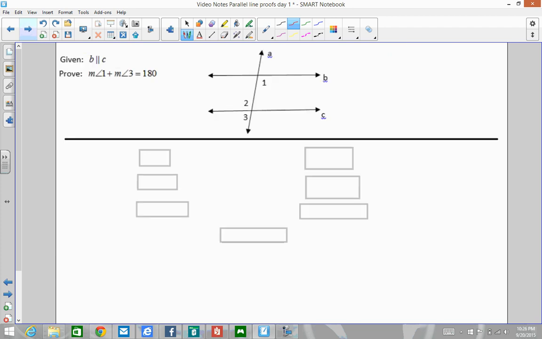All right, and this is, I think, our last proof. And so here we want B is parallel to C, and we want to prove that measure of angle 1 plus measure of angle 3 is equal to 180. So if I look here, these two are parallel. So if I look at my given information, B and C. Oh, by the way, you could pause this video right now and complete this proof on your own, and then come back and see how you did.